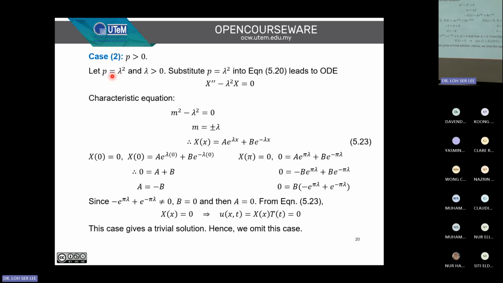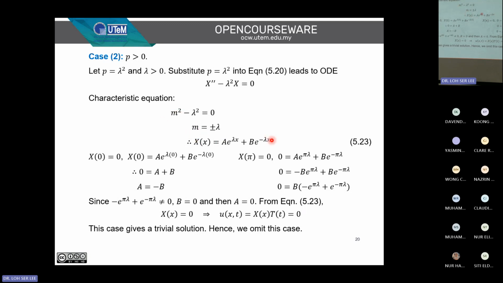Second case, p greater than 0, that means p is lambda squared, where lambda is greater than 0. So we substitute p equals lambda squared into the equation just now. So we get this one. Get the characteristic equation, and we found that the roots are real and distinct.